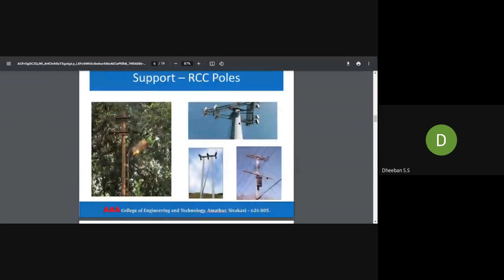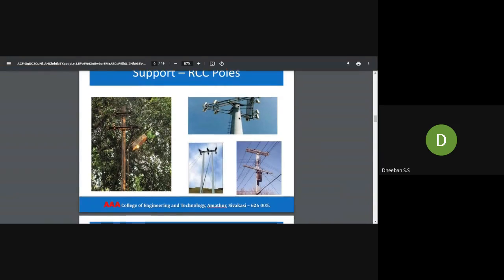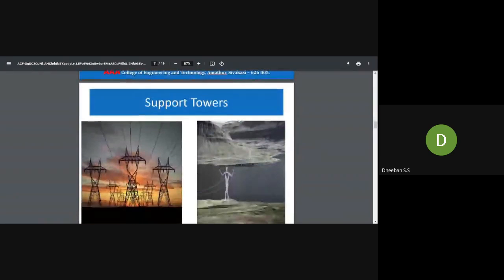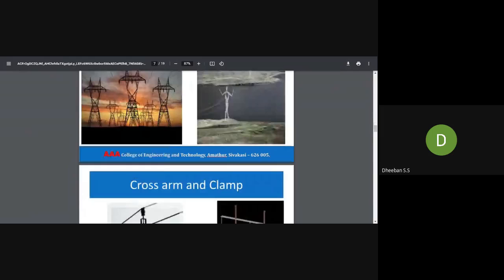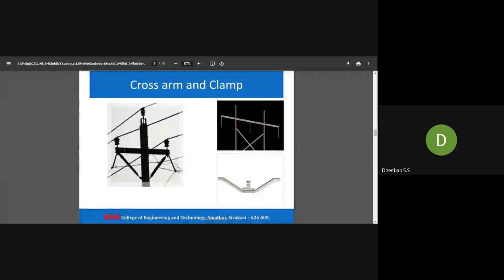The next type of support is your RCC. RCC poles are nothing but reinforced cement concrete poles. You might also have seen these near your home or your local area. A cement structure will be erected, and over the cement structure the conductors will be placed. Moving on to the other type of support, towers. These very big, very large steel support towers will be used in the transmission region.